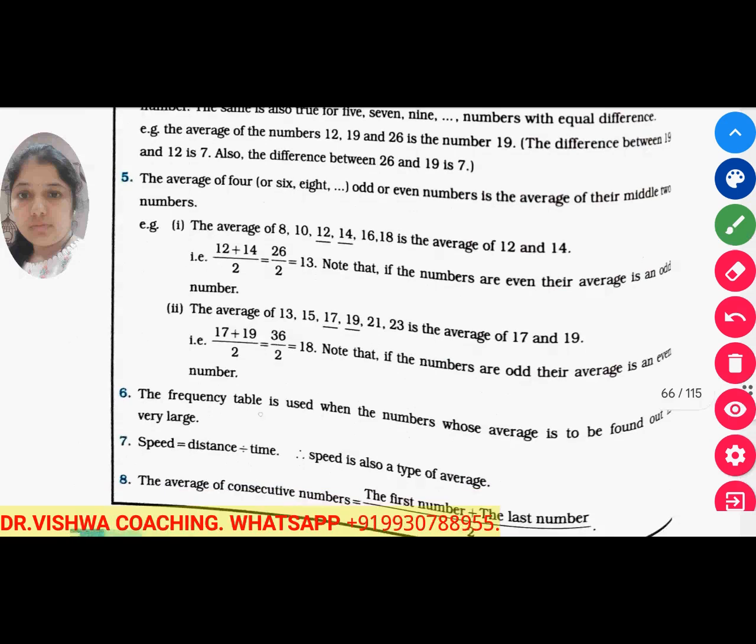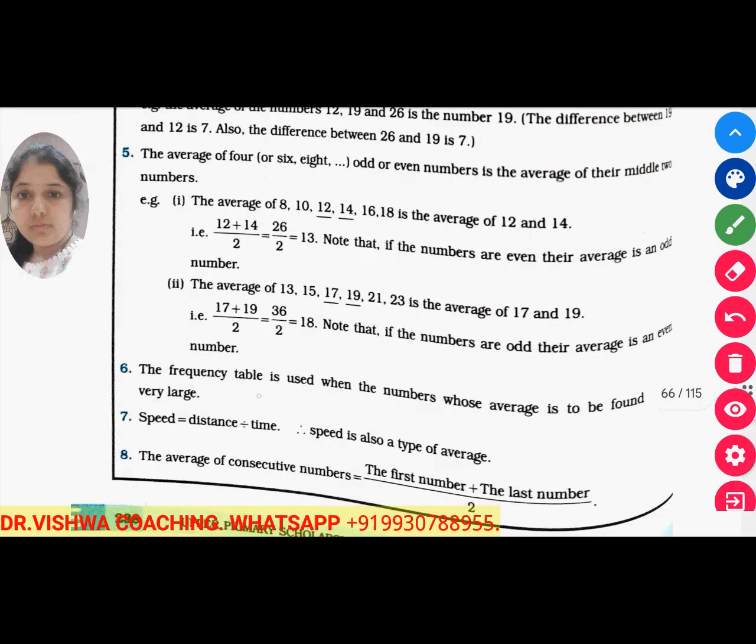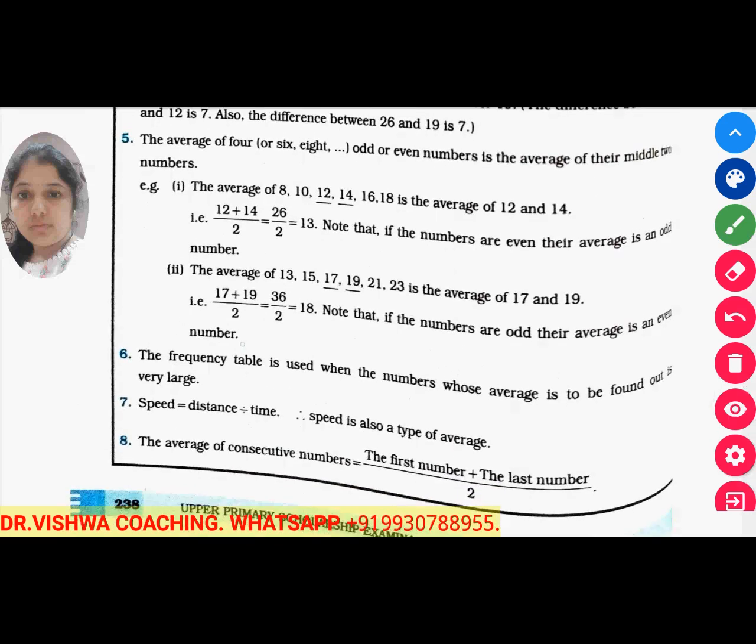Now, if there are 4, 6 or 8 numbers, odd or even, then the average of their middle two numbers is the average of the given numbers. What does this mean? See, 8, 10, 12, 14, 16, 18 are the numbers and we have to calculate the average of it. So these are 1, 2, 3, 4, 5, 6 numbers.